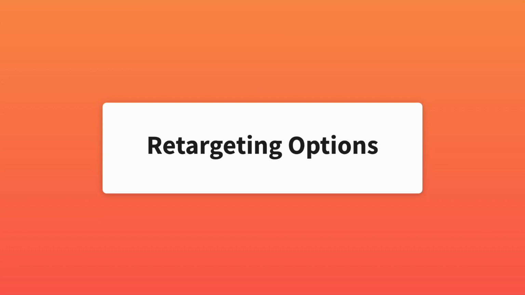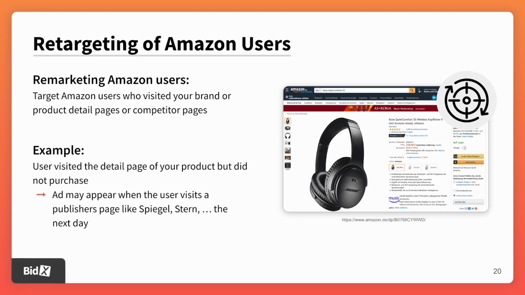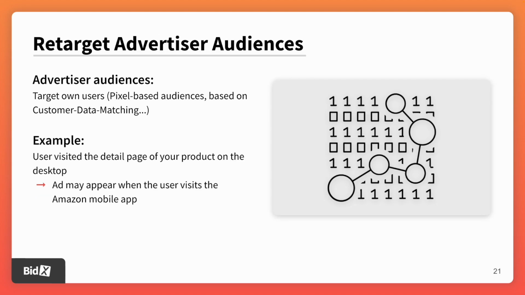Then next, what is also pretty interesting about DSP are the retargeting options, because you can retarget Amazon users who visited your brand or product detail pages, but also competitor pages. So if a user visited the detail page of your product but didn't purchase, then your ad can be shown when the user visits, for example, a publisher page like Spiegel or Stern or whatsoever the next day.